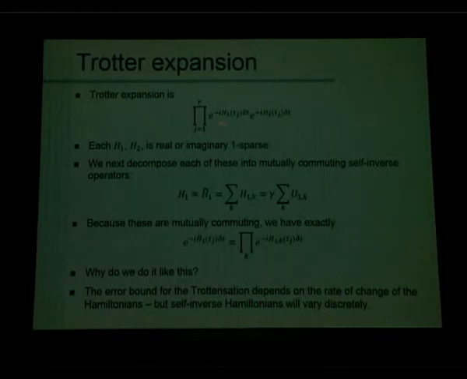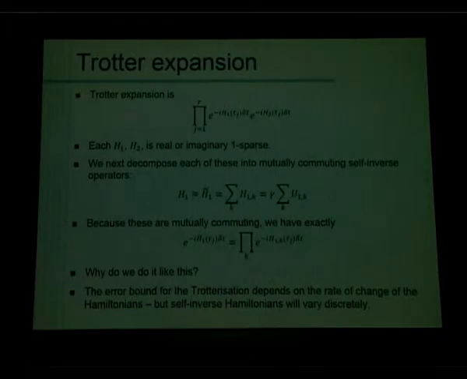So we have all of these exponentials of these H1s and H2s, and these are going to be real or imaginary one sparse. And then for each of these, we want to be decomposing these into sums of mutually commuting self-inverse operators. So this is approximated by an H1, which is a sum of these unitary self-inverse things here with this constant of proportionality gamma. And the reason why we want these to be mutually commuting is so that when we look at this product, we have this exact equality, that when we take the exponential of the sum, we have a product of exponentials.